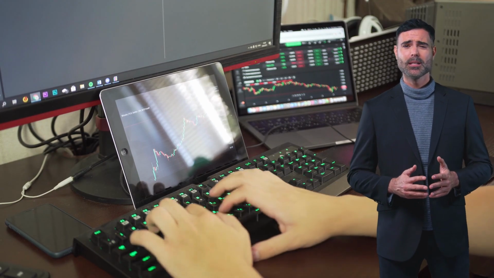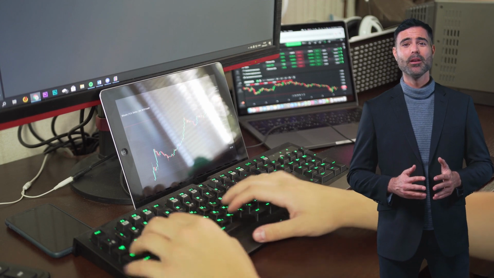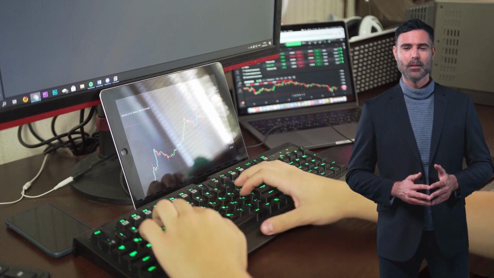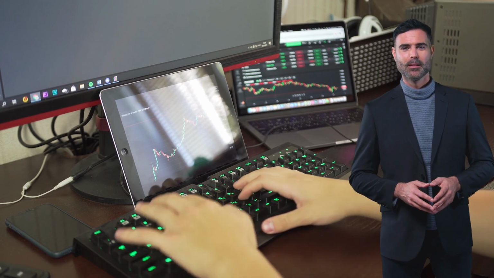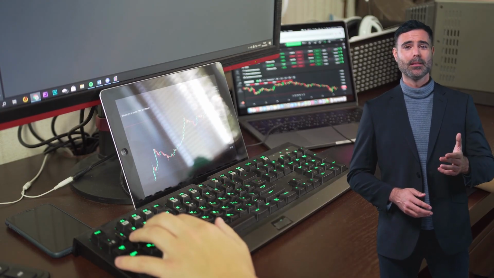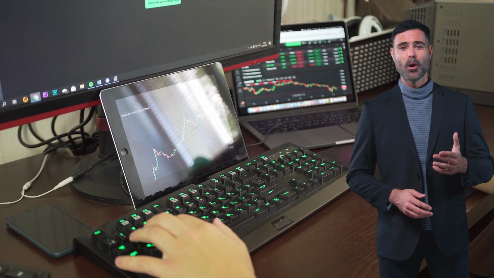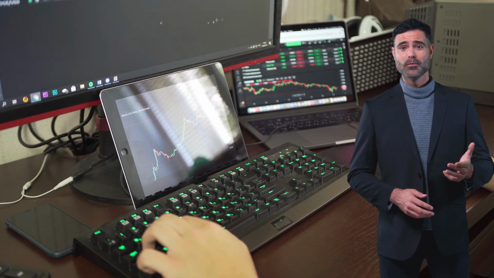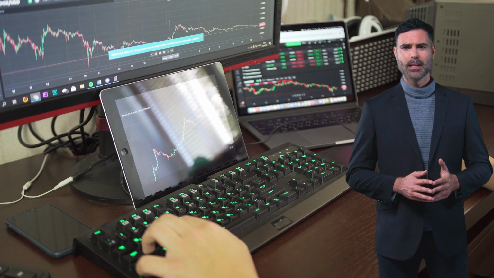Support and resistance. These are like invisible floors and ceilings for stock prices. Support is the price level where buyers step in, the floor. Resistance is the price level where sellers take over, the ceiling. Think of it like a ball bouncing in a room. Support is the floor, the resistance is the ceiling.